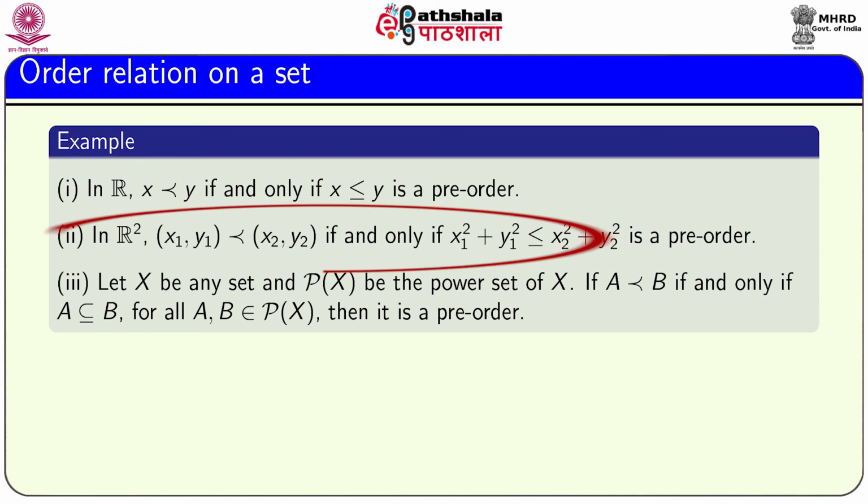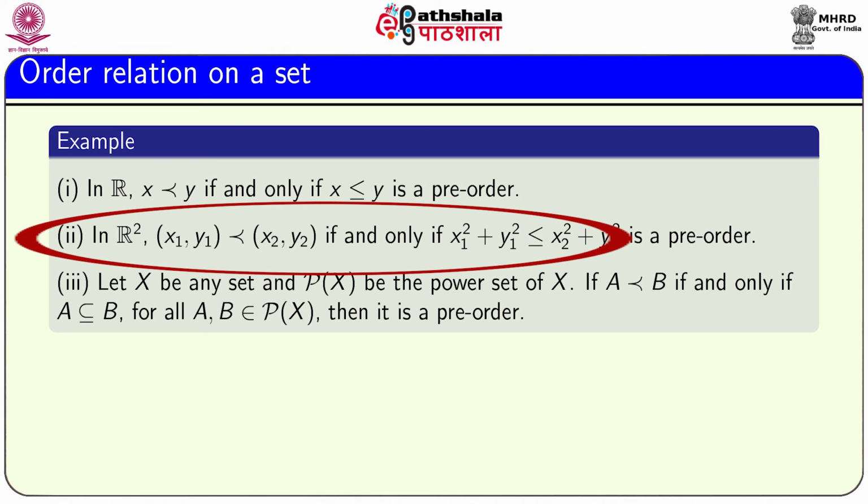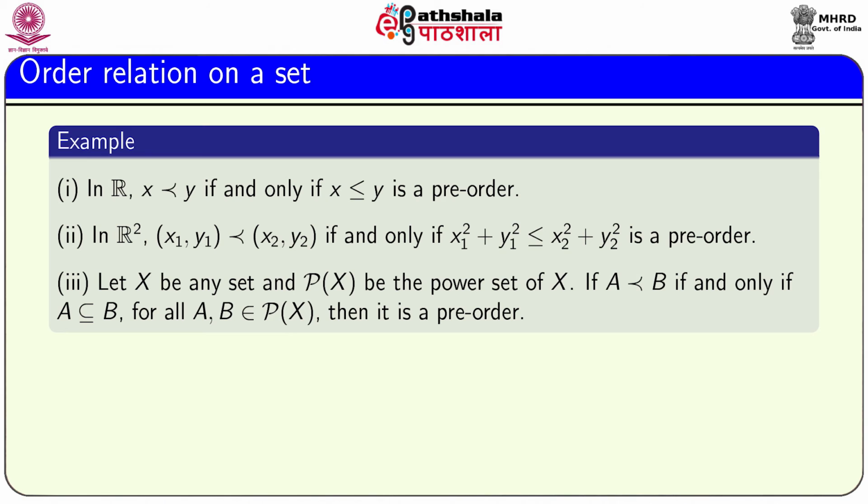Similarly, if we take the set as R2, then any two points in R2, like (x1, y1) and (x2, y2), are related by a pre-order ≲ if and only if x1 squared plus y1 squared is less than or equal to x2 squared plus y2 squared. It can be shown that this relation is both reflexive and transitive, so that it becomes a pre-order.